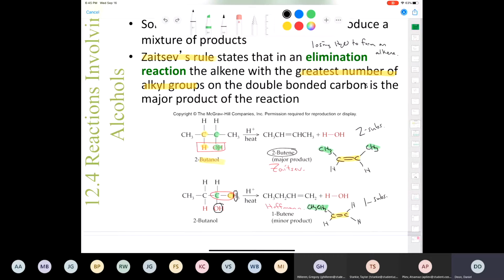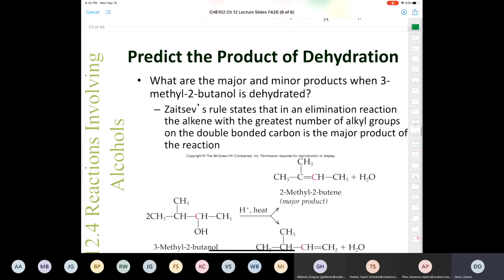Does that clear it up for the people who are confused? Give me a thumbs up if it clears it up a little bit. Okay, somebody said okay. All right, good enough. So that's Zaitsev's rule. Great rule.